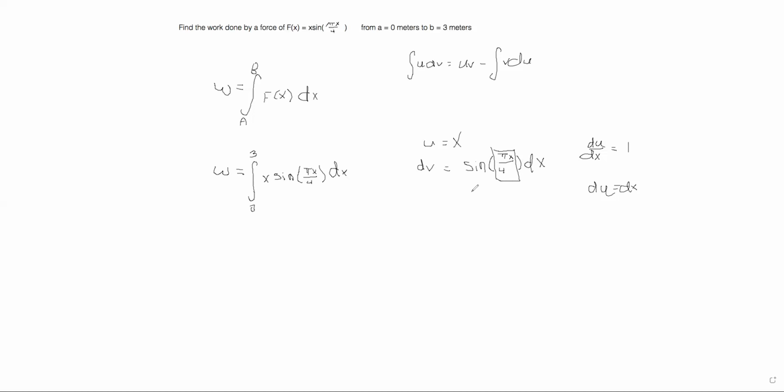If we take the derivative of that, we get pi over 4. And if we were doing the chain rule for derivatives, we would multiply everything by the derivative of the inner function. This is how the chain rule works for derivatives. But we're not doing derivatives, we're doing the opposite of derivatives. We're doing an antiderivative. So that means instead of multiplying by pi over 4, we're going to divide by pi over 4. And dividing by pi over 4 is the same as multiplying by 4 over pi. So we're going to multiply by 4 over pi.